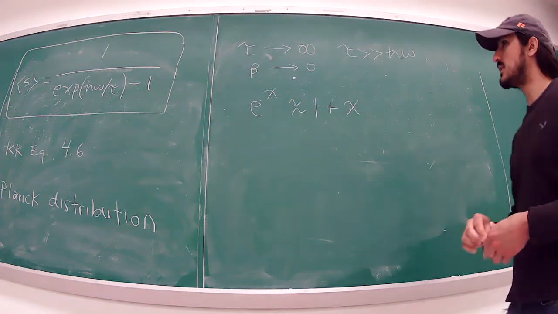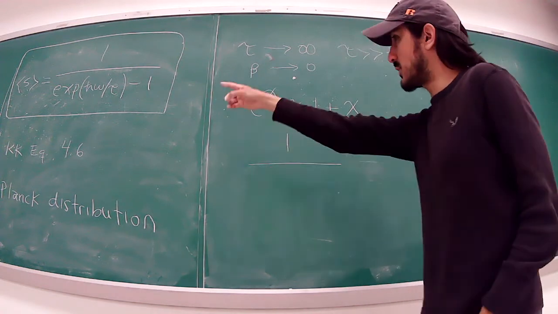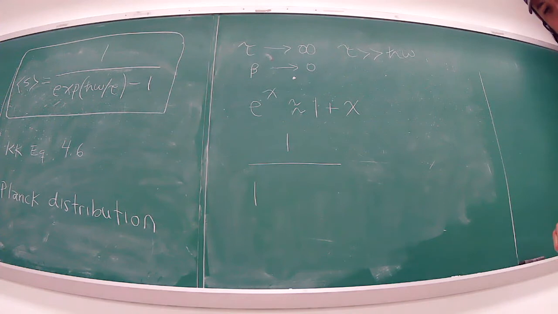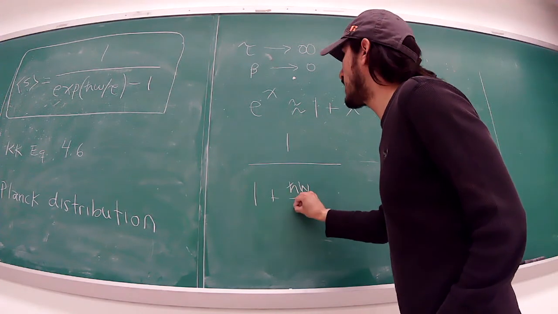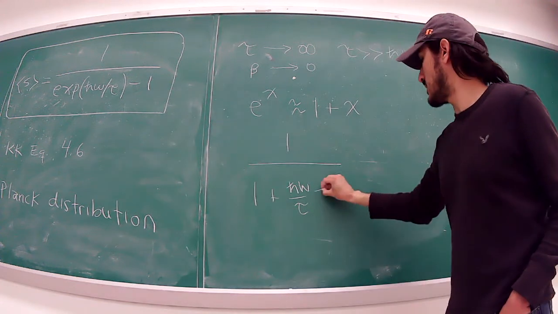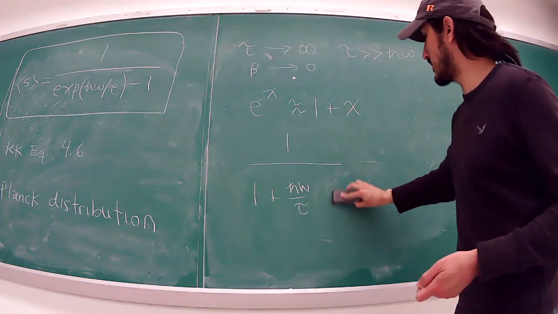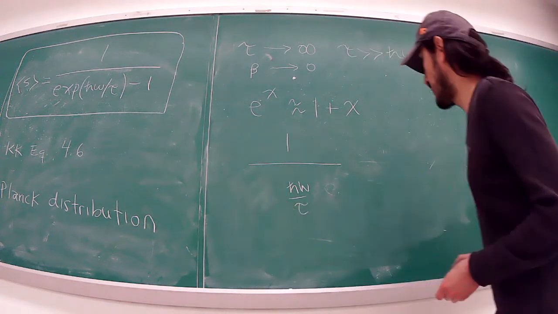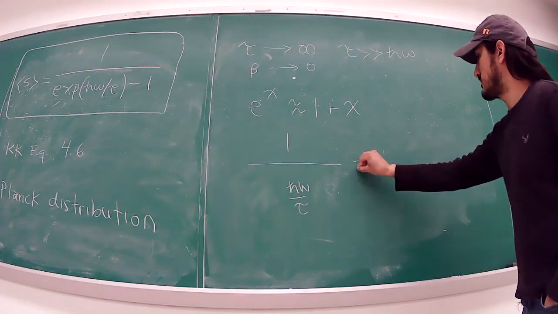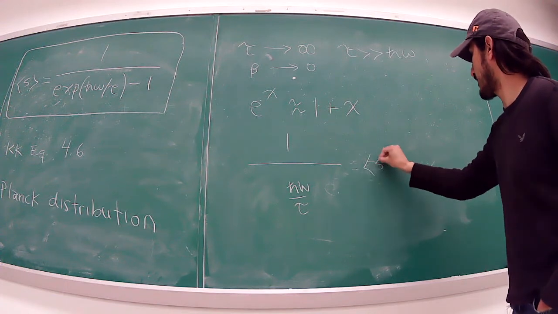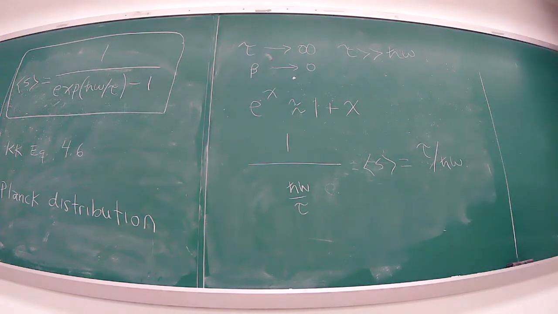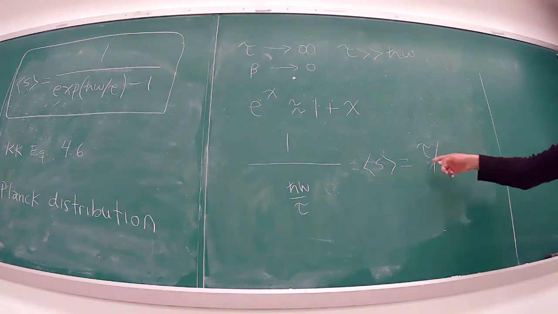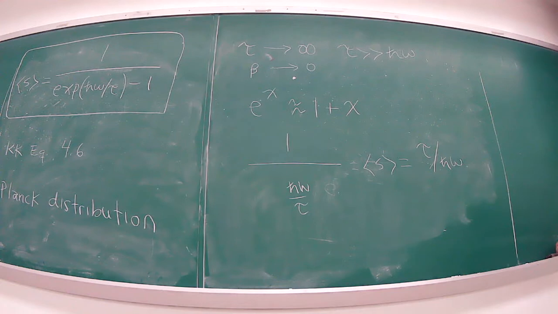Okay, so if we use that one, then we get 1 divided by, so we get the exponent, it's going to be 1 plus h bar omega over tau. And then we get the negative 1. So we can get rid of the ones. And so we just get 1 over h bar omega over tau. So that's tau over h bar omega. All right, so in the high temperature limit, this is going to be kind of a constant.